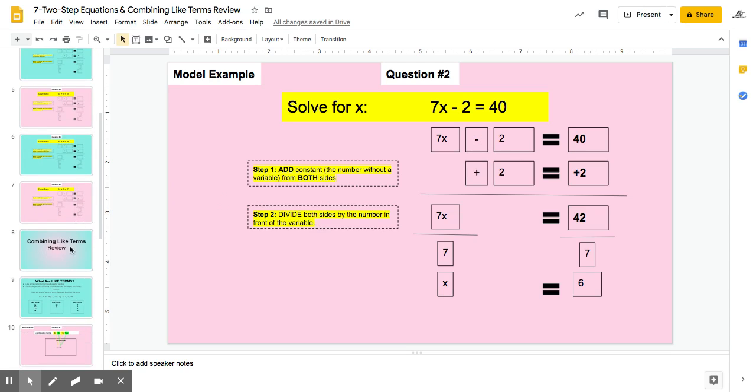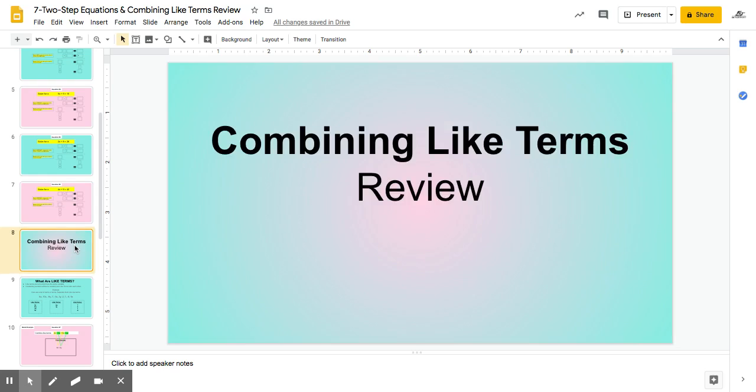After you guys do those examples, you are then going to do a combining like terms review. Okay, so we're going to talk right now about what like terms are.